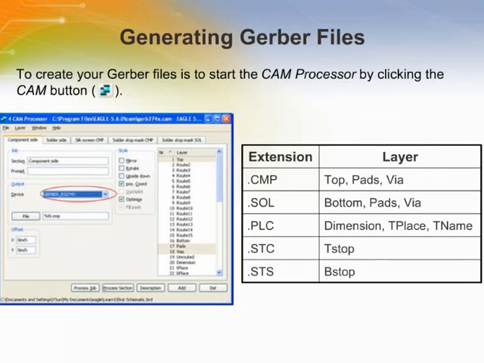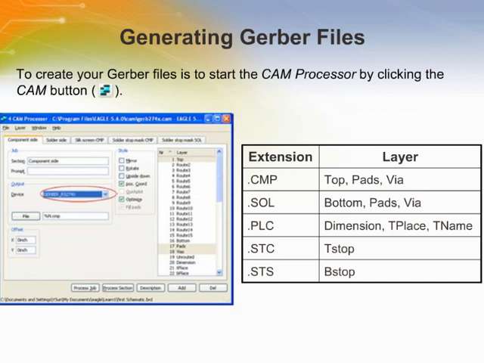The final step in completing your printed circuit board design is to generate Gerber files. These are files used by most printed circuit board manufacturers to fabricate your board. The first step to create your Gerber file is to start the CAM processor by clicking the CAM button on the top toolbar. You will see the CAM processor window pop up.